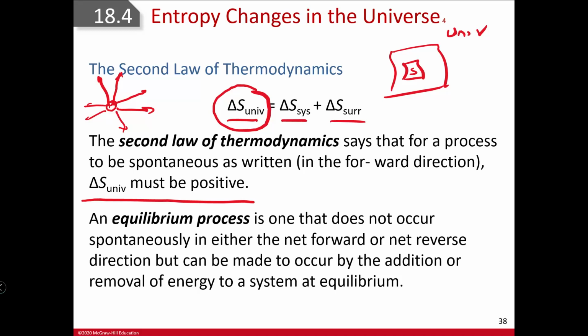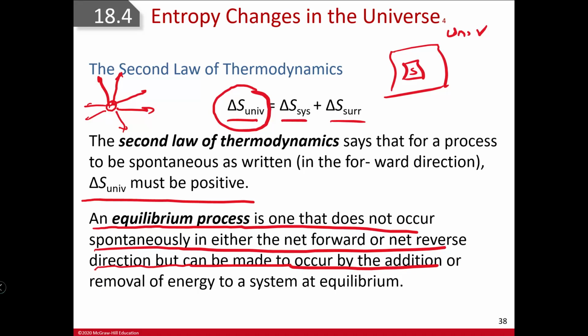An equilibrium process is one that does not occur spontaneously in either the net forward or net reverse reaction, but can be made to occur by the additional removal of energy to this system at equilibrium. So what they're saying here is, if we're looking at H2O liquid going to H2O solid, we're making ice here. This is a reversible process. We've talked about reversible processes and equilibrium in the previous chapters. And depending on whether we remove or add energy, we can affect which way this reaction is going to go.